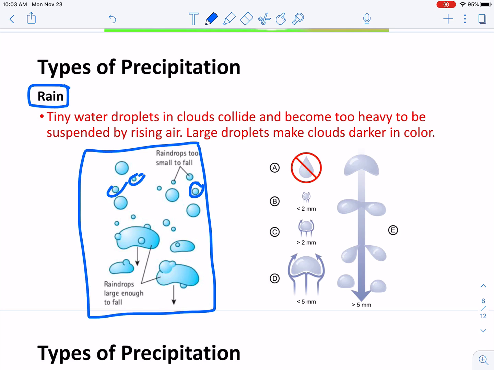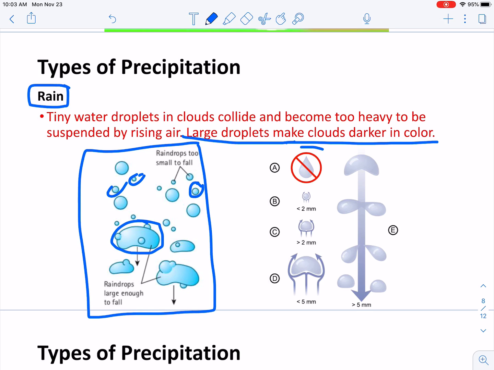What happens is they kind of start to smash together, and they get big enough that that updraft, the air, can't hold them in place anymore, and so they begin to fall, right? The large droplets make the cloud much darker in color, right? You've seen those rain clouds that turn very dark gray, almost blue, and that's when you know rain is coming. Because they're much larger droplets and they're about to fall.